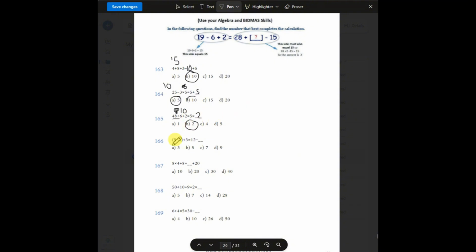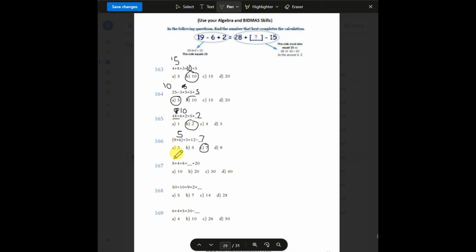Alright. The left side here, you have to do the brackets first. So 9 plus 6, and then you divide that answer by 3. So 9 plus 6 is 15, divided by 3 is 5. So 12 minus what makes 5? Well, 12 minus 7 makes 5. Okay, so it's going to be option C.